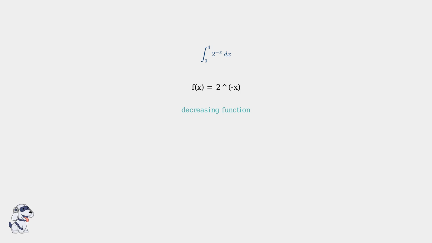Problem 3 considers the integral from 0 to 4 of 2 to the power of negative x dx and asks us to order the left, right, and midpoint Riemann sum approximations without actually calculating them. Since f of x equals 2 to the power of negative x is a decreasing function, the left Riemann sum will overestimate the integral, while the right Riemann sum will underestimate it. The midpoint Riemann sum will lie somewhere between these two values. Therefore, without any calculation, we can order them as right less than midpoint less than left.